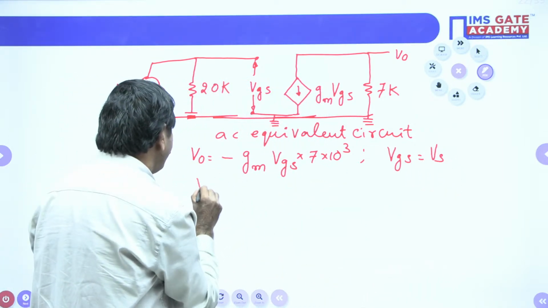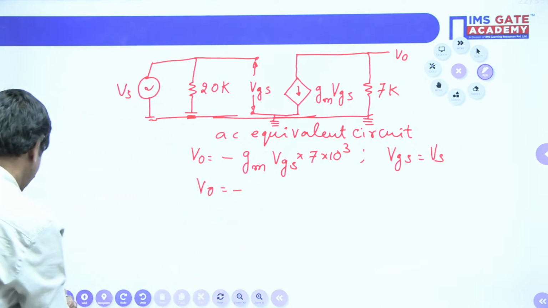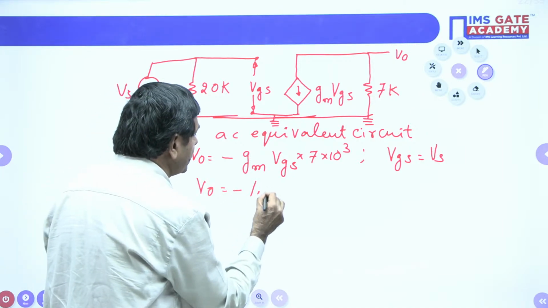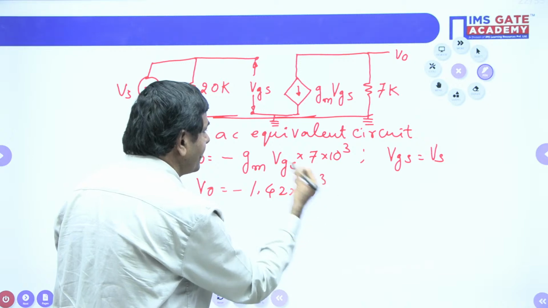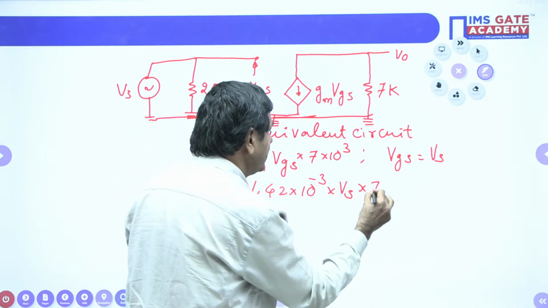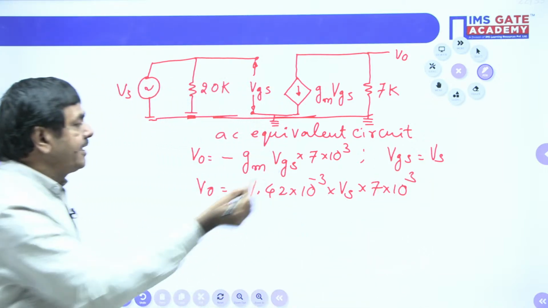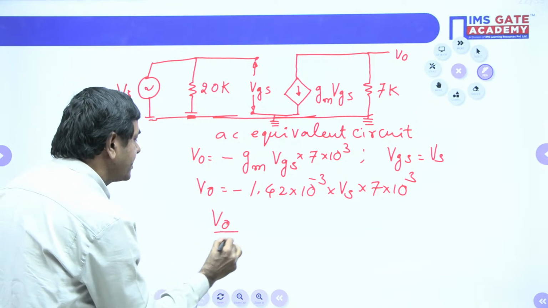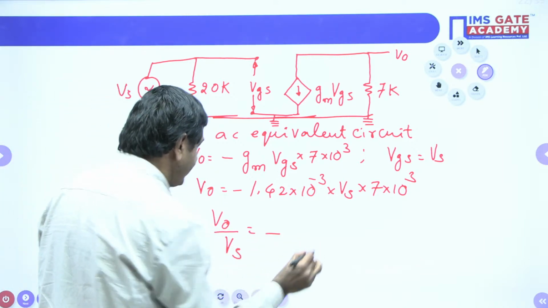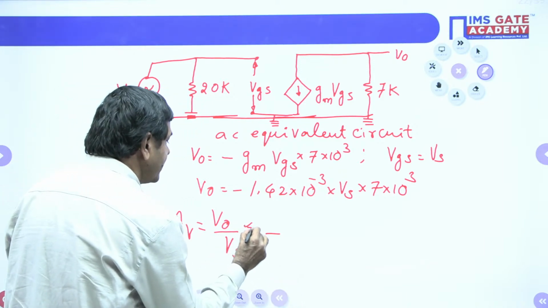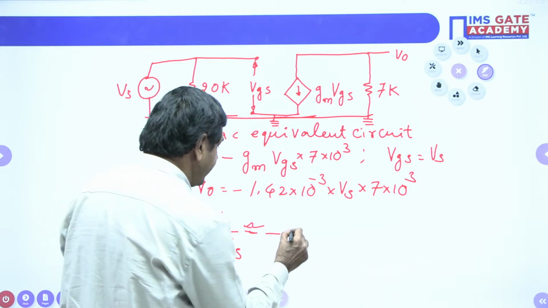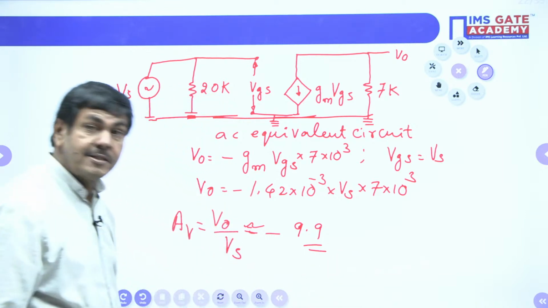I can substitute V0 equal to minus gm. What gm did we get already? gm is 1.42 milliamperes per volt, 1.42 into 10 power minus 3. VGS equal to Vs. I put Vs into 7 into 10 power 3. Here 10 power minus 3 and 10 power 3 cancel, and V0 by Vs is what we call the voltage gain for the given network. When you simplify, it comes approximately to 9.94, so minus 9.9 we can write. That much value you will get.